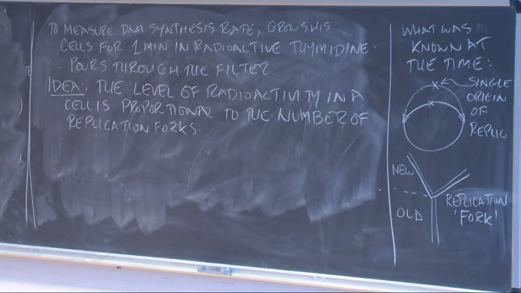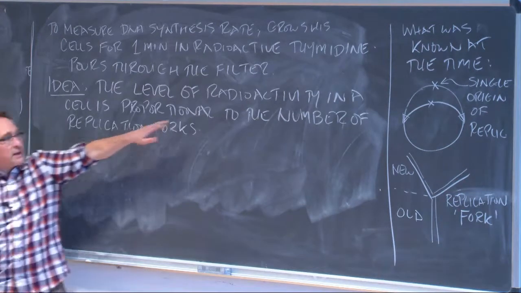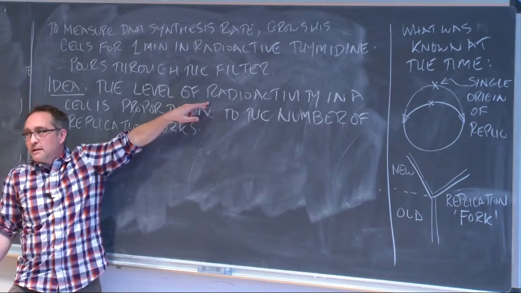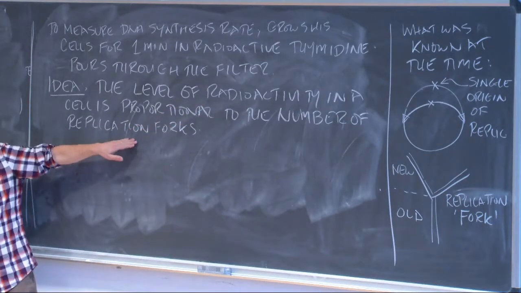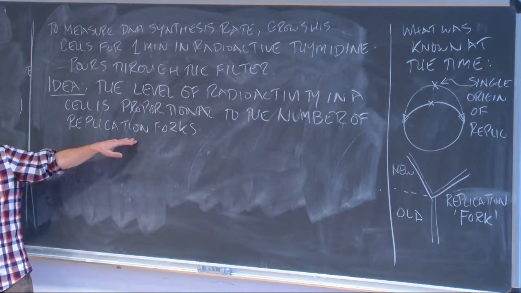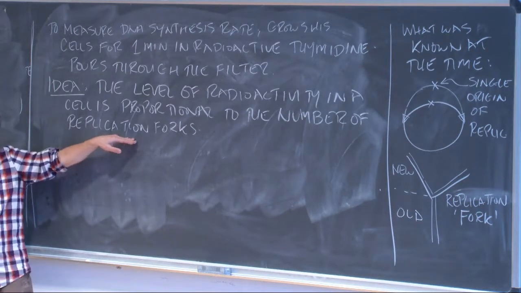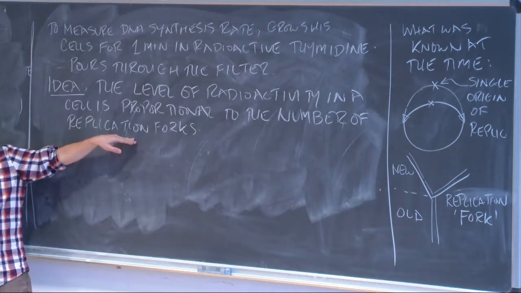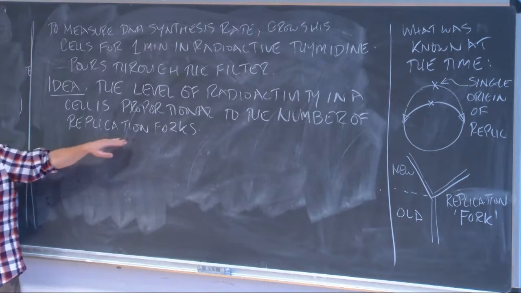Does everybody see what I'm saying? So by reading the radioactivity in the baby cells, then he should get some sense for the number of forks that were going on at that age in the parents. It's like three levels of inference, but hopefully they're okay.